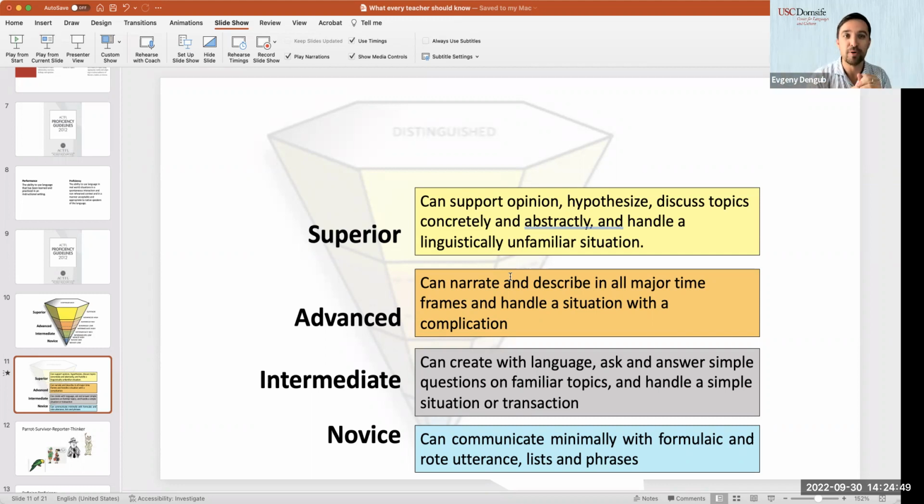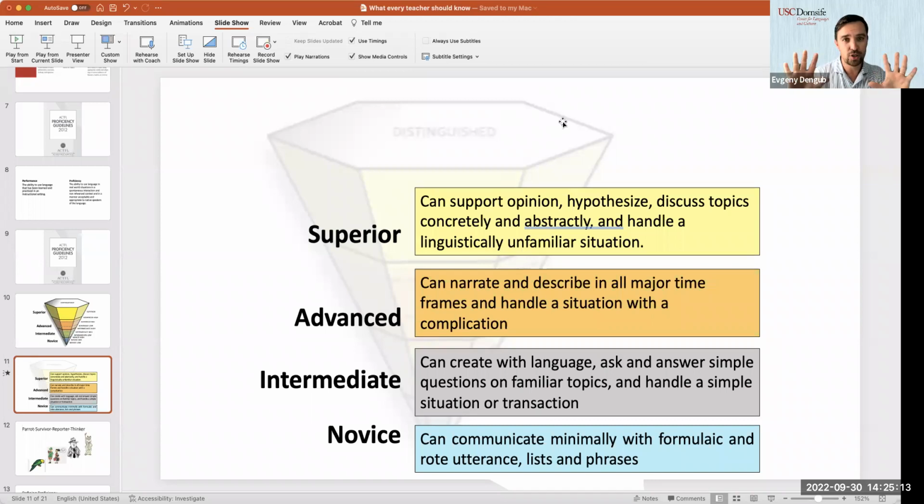if your little brother came home from a hairdresser and you realize, oh, they did a terrible job, you would be able to call them and explain what's wrong. So that's a situation with a complication. And superior level speakers can support opinion, hypothesize, discuss topics concretely and abstractly, and handle a linguistically unfamiliar situation.